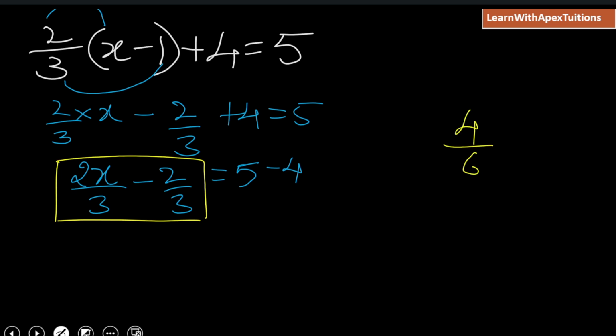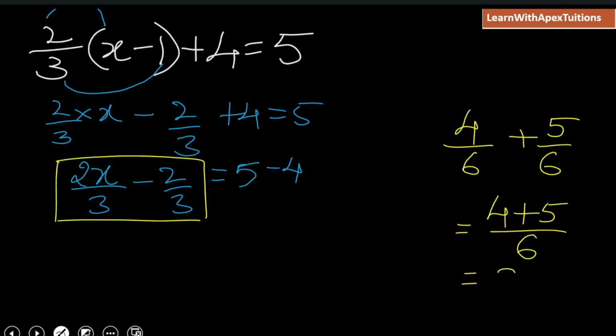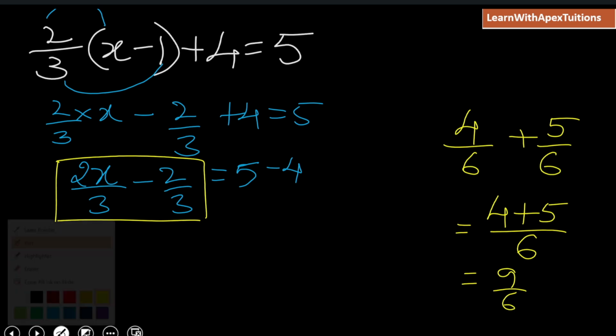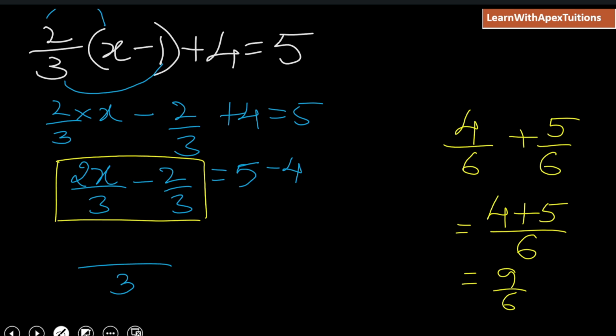This is like 4 by 6 plus 5 by 6. If the denominators are same, you should write the same value of denominator and numerators get added. अगर एडिशन का सिंबल रहा तो ऐड होते, माइनस सिंबल रहा तो सब्ट्रैक्ट होते. 9 divided by 6. In the same way, 3 is a denominator. Write 3 as it is.